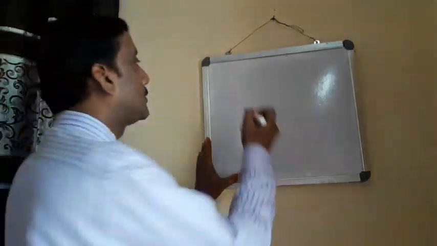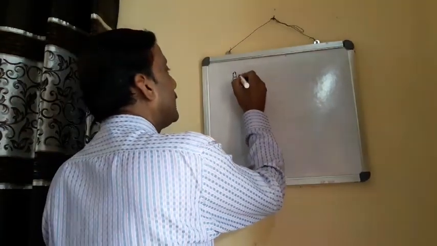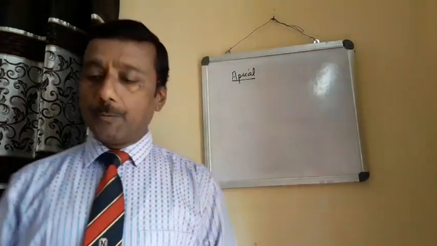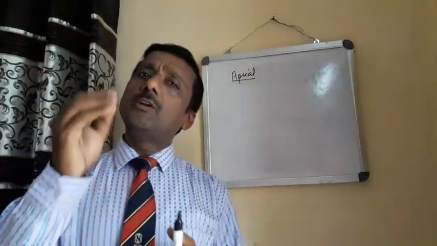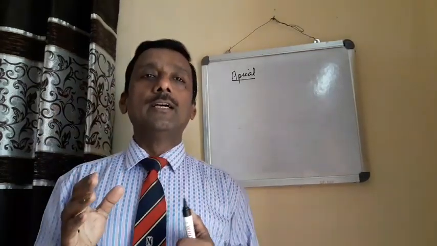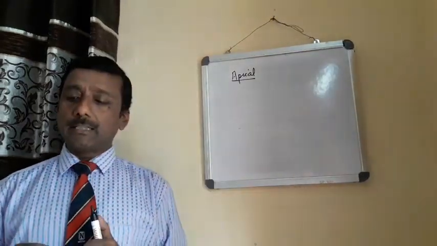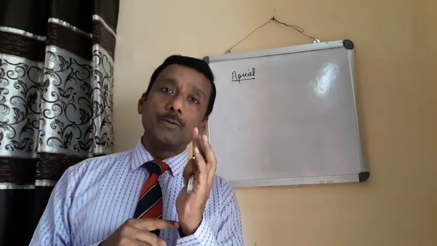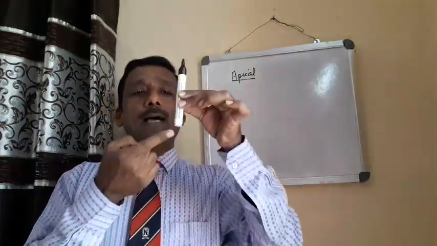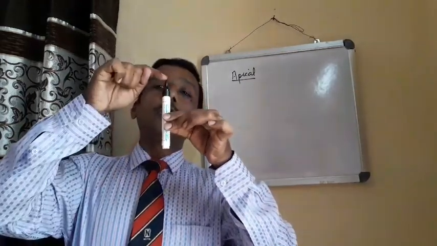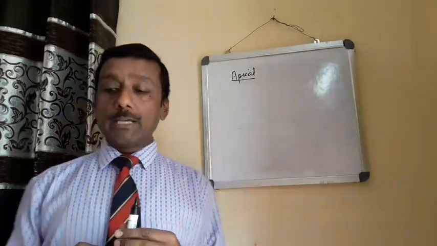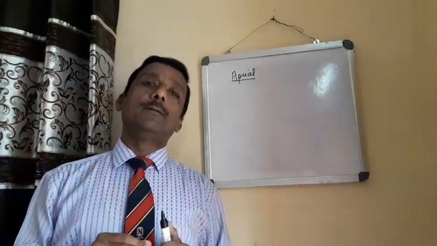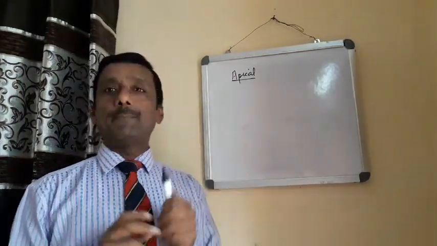Now when we talk about the apical meristem, where is the location and where is the function? The location of apical meristem is in the tip of the root or the tip of the shoot. Means if this is a plant, at the end of the root or at the top of the stem. That is the location. And what is the function? It helps in the growth of that particular plant. This is the function of apical meristem.